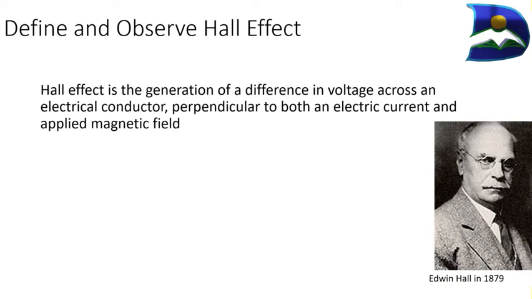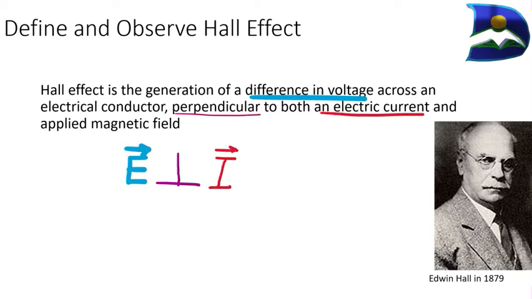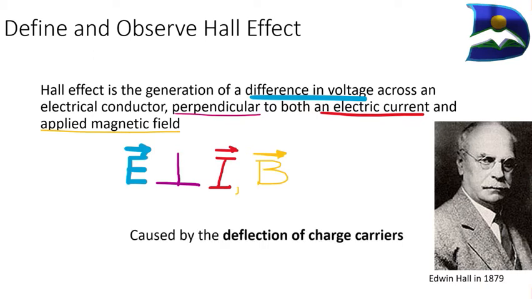So the Hall effect is the generation of a difference in voltage across an electrical conductor, and this voltage difference must be perpendicular both to the electrical current, which is moving in a specific direction in the three-dimensional plane, and to the magnetic field, which is represented as B. This difference in voltage is caused by the deflection of charged particles or carriers.